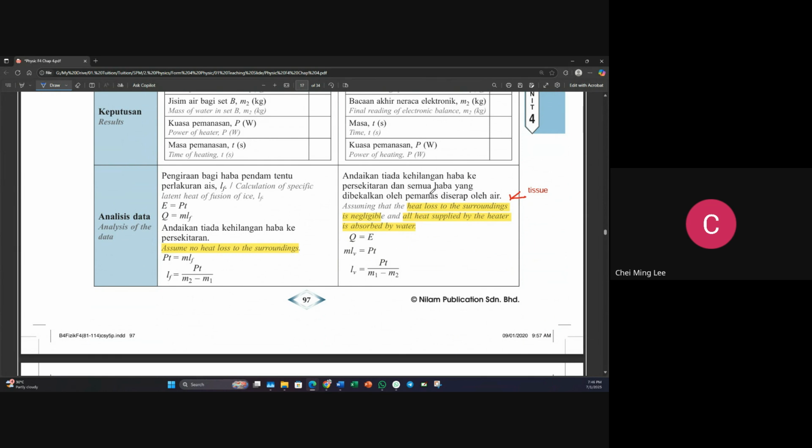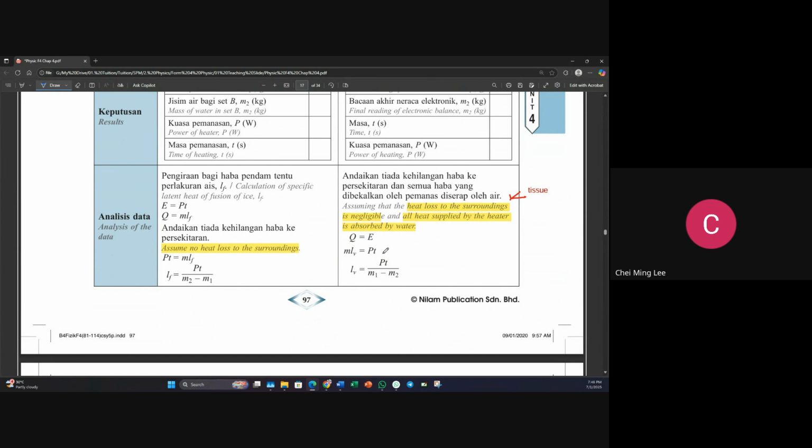we assume that heat loss to the surroundings is negligible. But how do we do it? By applying tissue at the side of the beaker. Second, all heat supplied by the heater is absorbed by the water. Somehow the heater is also a radiation type of heating, so some of it might be lost to the surroundings, but we consider 100%. No heat loss, efficiency 100%.